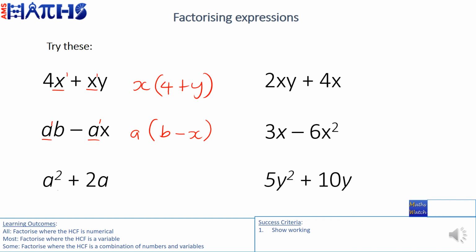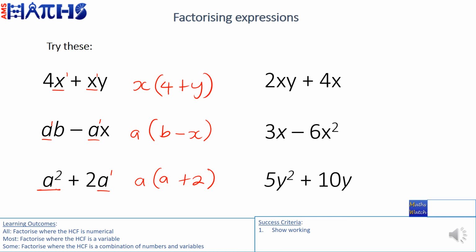Now for the third problem, we have our common letter in a, however we have different powers. The power is a squared and also a to the power of 1, so we choose the one with a smaller power, and that is a. Then we open bracket and find our two terms. a times a gives a squared, and then a times 2 will give us 2a.